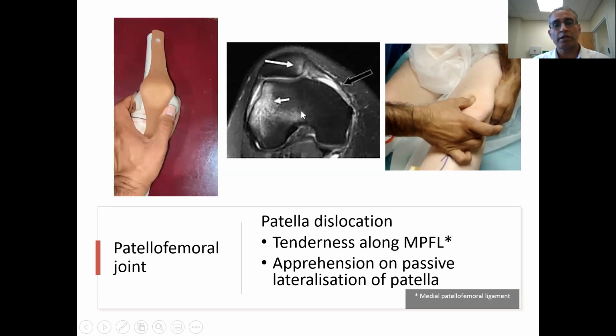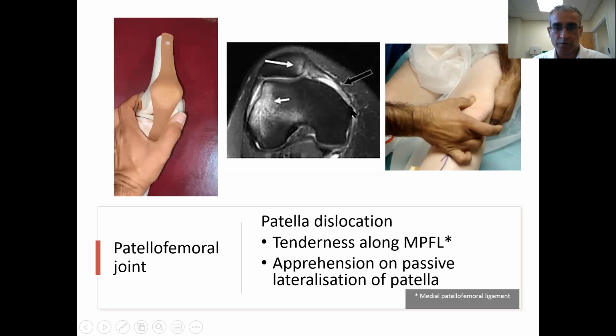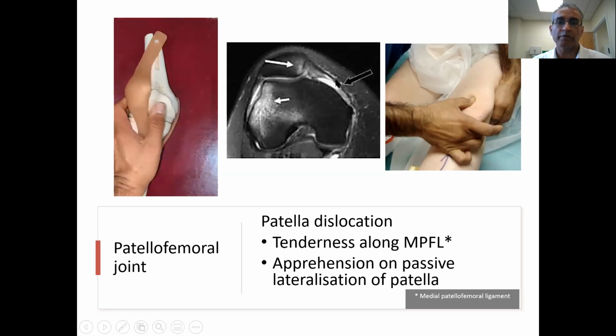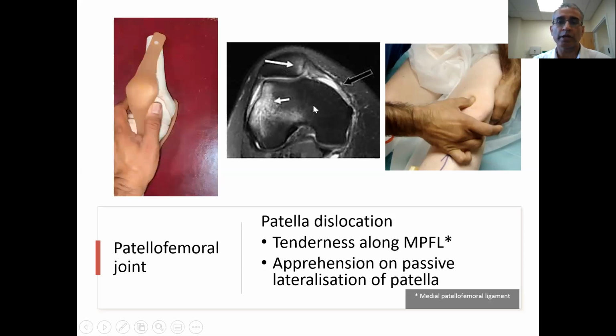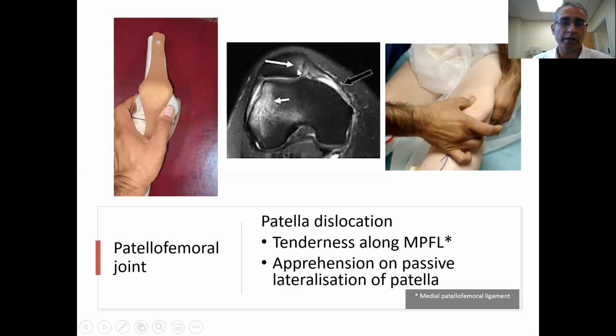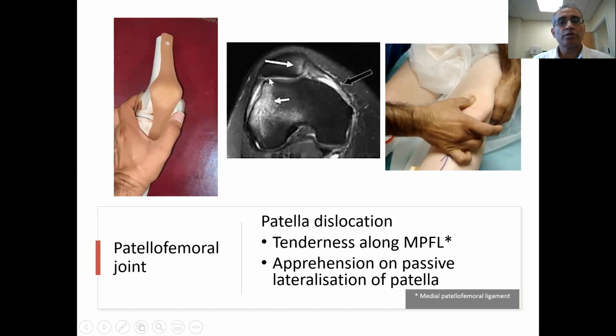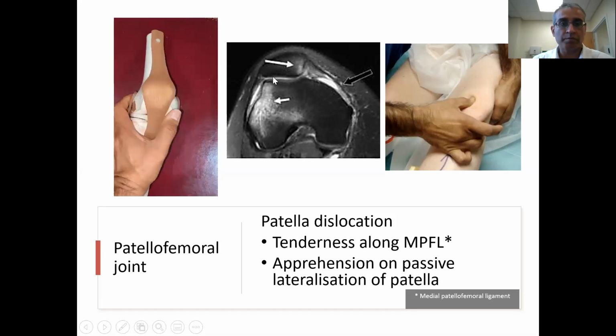So what you're trying to see in these patients is if they have tenderness over there, along the medial patellofemoral ligament, and as you try to push the patella out, as is shown over there, patients don't like it because they're worried that the patella may dislocate. So if you can do that, you think whether this patient may have a patellar dislocation.